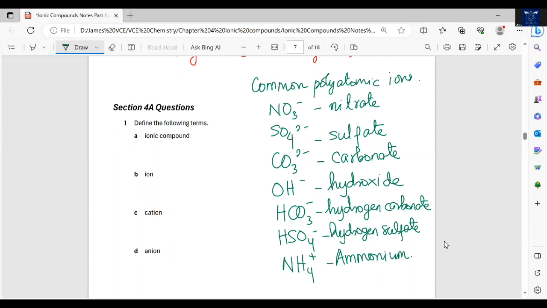I'm not enforcing that you need to memorize them, but you will get used to them after a while. Anything else? Hydroxide, sulfate, nitrate. Yes, we have chromate and manganate. We'll do those slightly later because you can have a different valency.